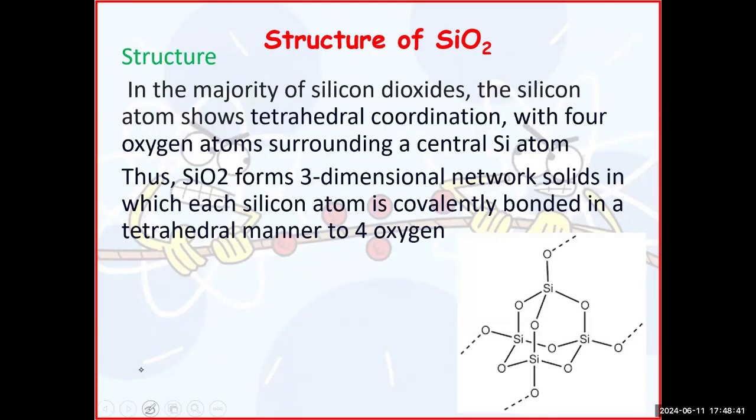Why do we call it silicon 4 oxide? Because if you see, each silicon is bonded with 4 oxygen atoms. 1, 2, 3, 4. So it is silicon 4 oxide, SiO2. Why is it SiO2?